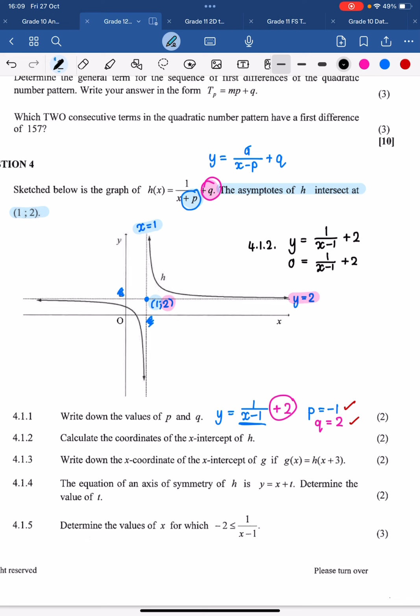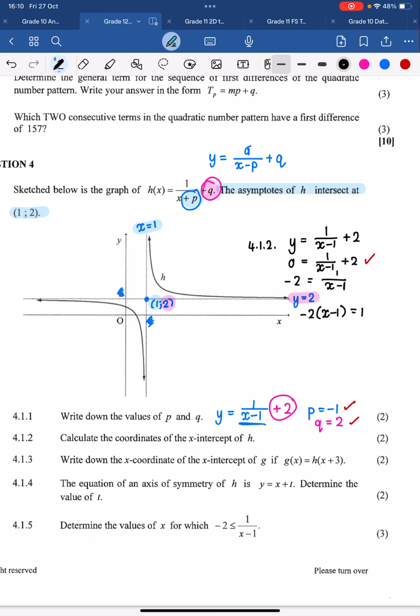And now we need to solve for x. You always get the first mark for that. This is a question out of 2. Your first mark will be just for showing that you know that to get the x-intercept, you must make y equal to 0. Now we must solve for x. I'm going to move that 2 over to the other side. Negative 2 is equal to 1 over x minus 1. Now I'm going to multiply by x minus 1 on both sides. So I'm going to have negative 2 times x minus 1 is equal to, what's left over here when I move that x minus 1? 1.